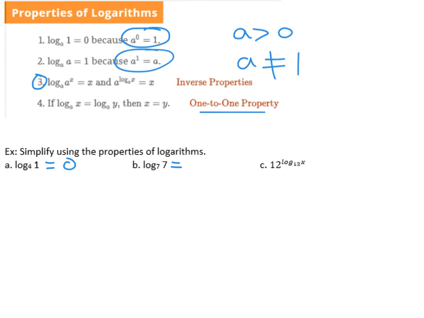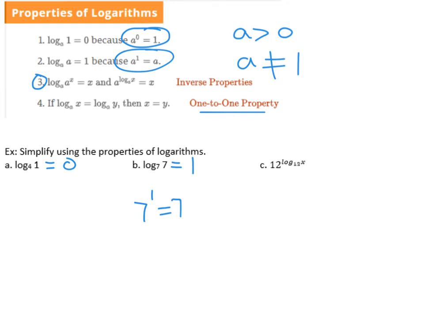Part B is property number 2 that matches, right? The base is 7, and it's of 7. Okay, that would be 1. Right, which again, if you were thinking about that as an exponent, right, you're saying 7 to what power equals 7, which would be 1.